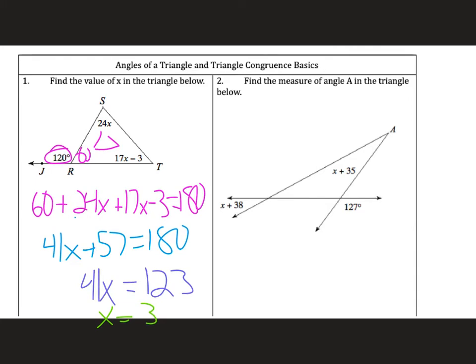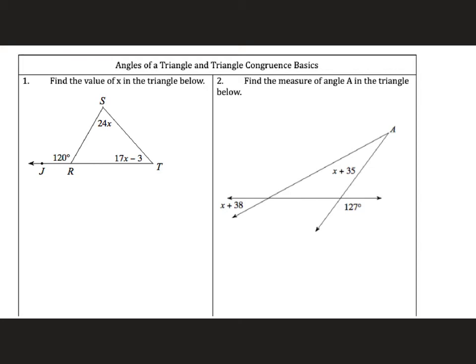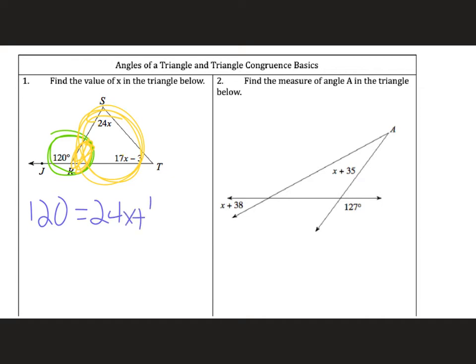Way number 2 is going to be very similar. But here's what way number 2 is going to deal with. It's going to look at this, and it's going to say, well, I know that these two add up to 180. I also know that these 3 add up to 180. So you notice that we have the little overlap here. That means that the outer pieces have to be the same. So 120 equals 24x plus 17x minus 3.